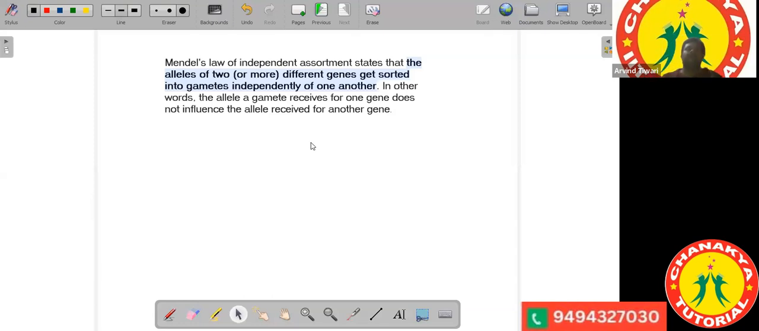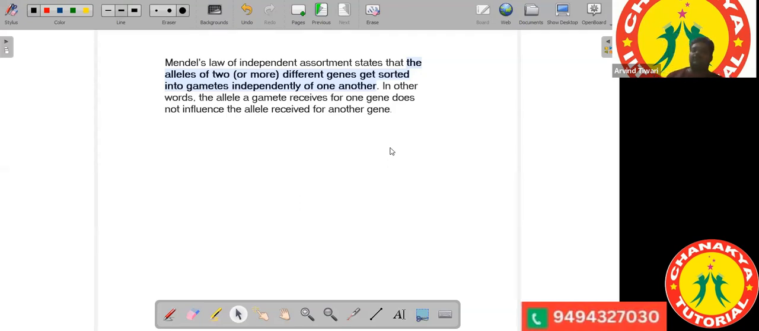You see, the statement of the law of independent assortment. It states that the alleles of two or more different genes get sorted into gametes independently of one another. So you can say that the allele a gamete receives for one gene does not influence the allele received for another gene.